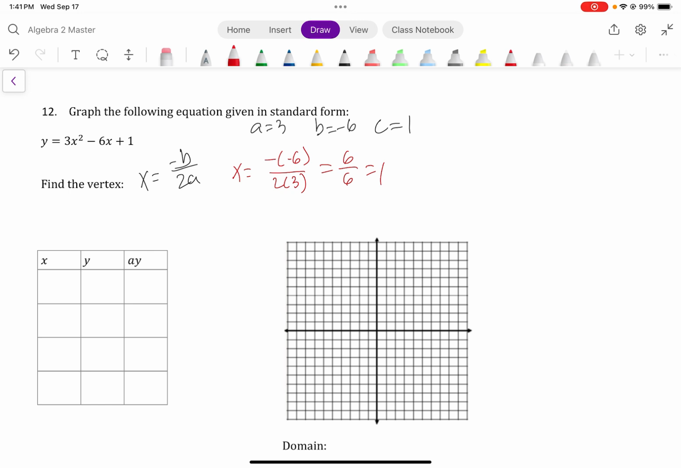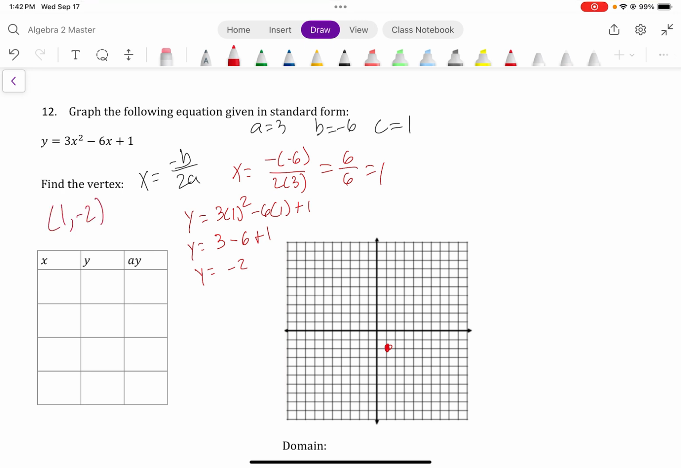X equals 1 is where my vertex is horizontally, but not vertically. So I now need to plug in x equals 1. So y is equal to 3 times 1 squared minus 6 times 1 plus 1. I'm not doing this in the table. I'm just kind of doing this off to the side somewhere. 3 times 1 squared is 3. Minus 6 times 1 is minus 6 plus 1. It gives me a y value. Well, 3 minus 6 is negative 3 plus 1. Gives me negative 2. So 1, negative 2 is my vertex.